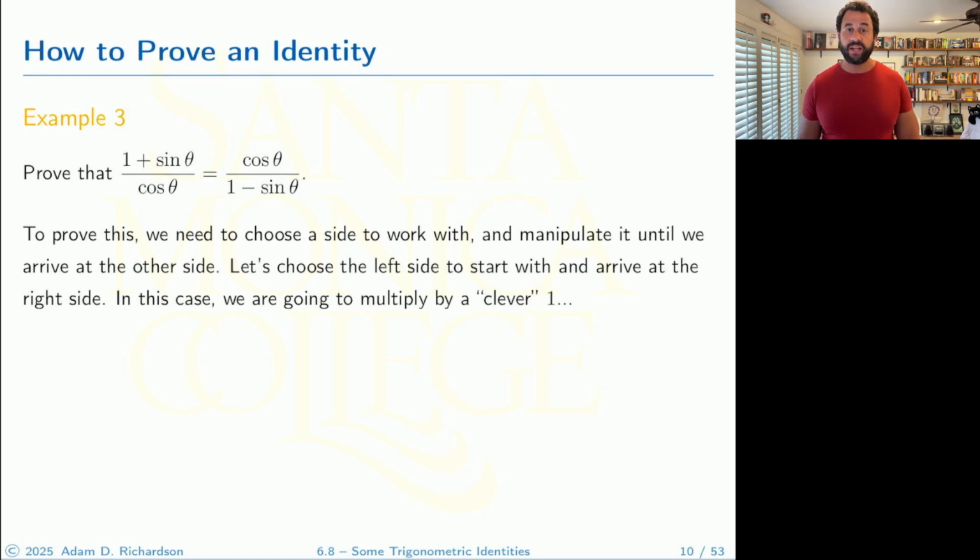We've got to start by choosing a side to work with and then manipulate it until we arrive at the other side. So we get to choose which side we start with. In this case, I'm going to choose the left side, and I'm going to start with this, and massage it until I get this as a result. That's the idea. And the technique I'm going to use in this case is multiplying by a clever one. So here we go.